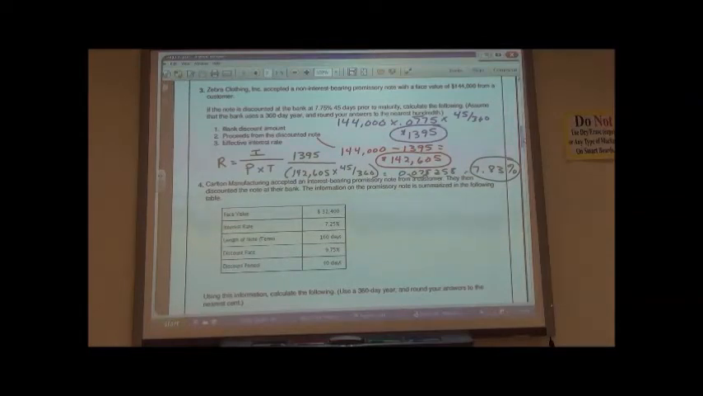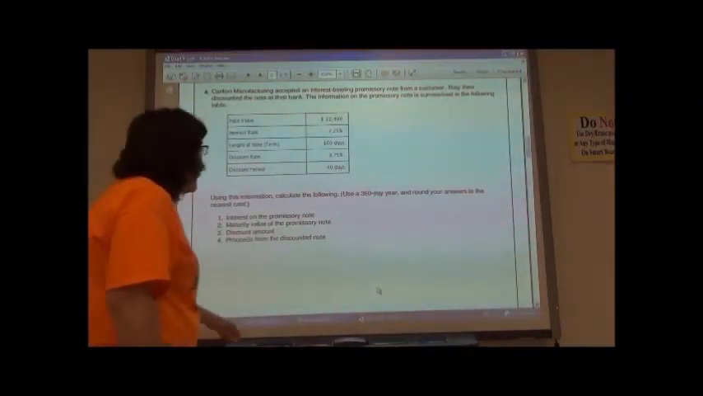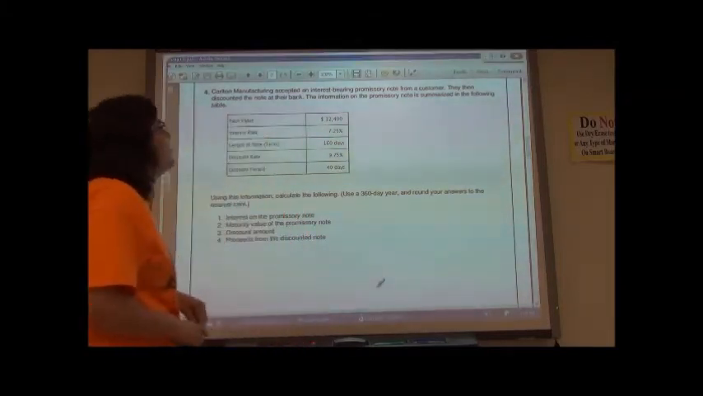All right, on number 4 it says Carlton Manufacturing accepted an interest-bearing promissory note from a customer. They then discounted the note at their bank. The information on the promissory note is summarized in the following table. The face value, $32,400. The interest rate, 7.25%. The length of the note or the term is 160 days. The discount rate, 9.75%. The discount period, 40 days.